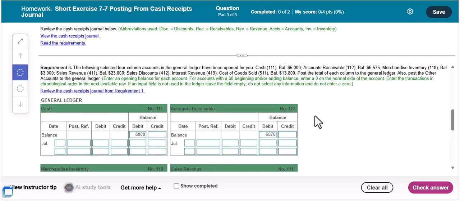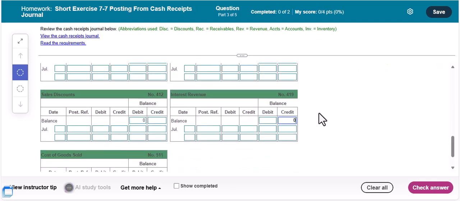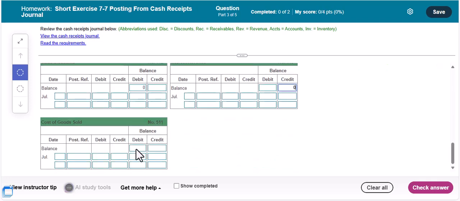Okay, then we have cost of goods sold, which is an expense. The beginning balance is $13,800. And with expenses like cost of goods sold, the balance runs on the debit side. That is the normal plus side there for the balance.